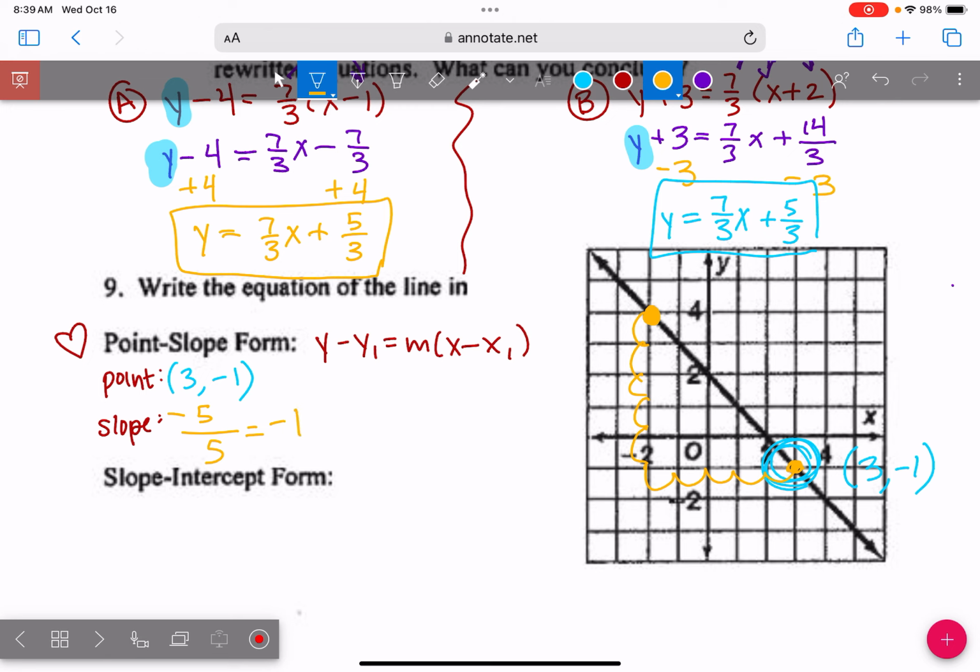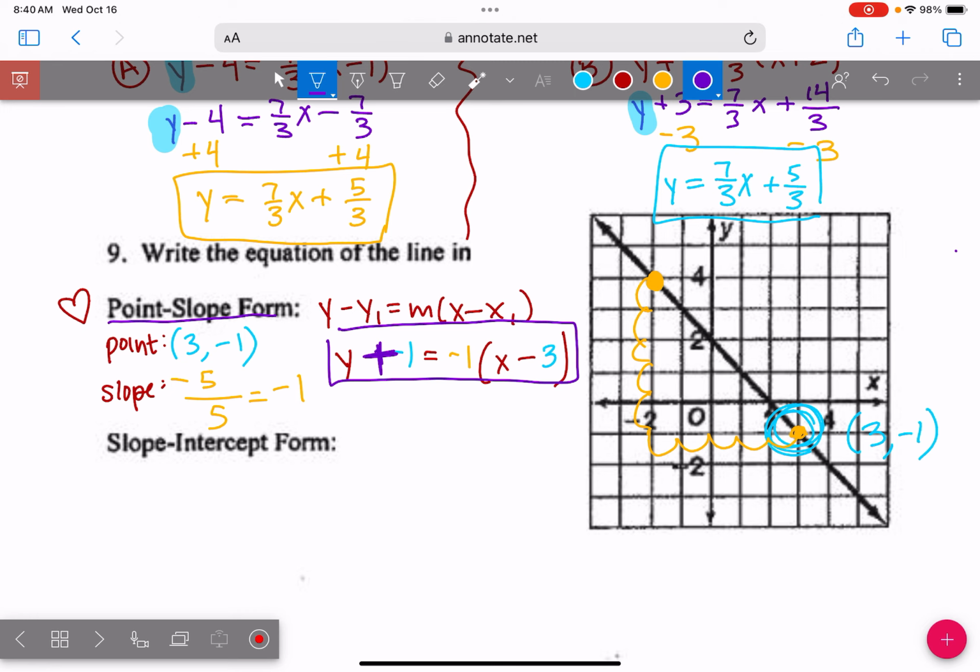Once I find those values, it's time to plug them in. So I have y minus, my y1 value is a -1, equals my slope value is a -1, and I have x minus my x1 value, which is a 3. Again, I see a minus and negative, so I'm just going to make it a plus. And there's my point slope form right here. Now, the next part, slope intercept, let's just practice what we did in the previous section. And let's just use my point slope form and get y by itself.